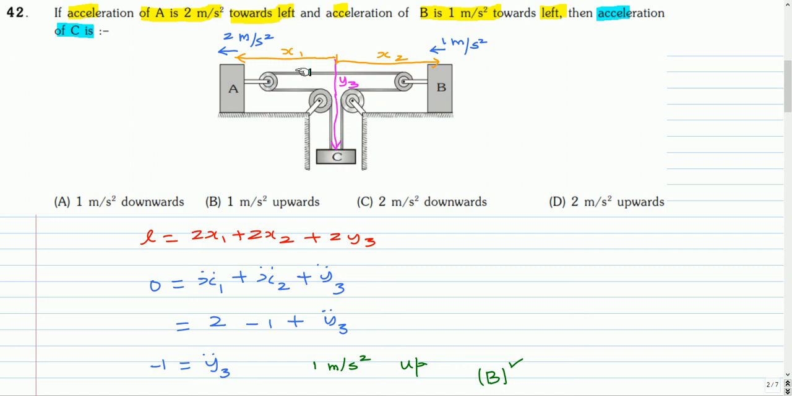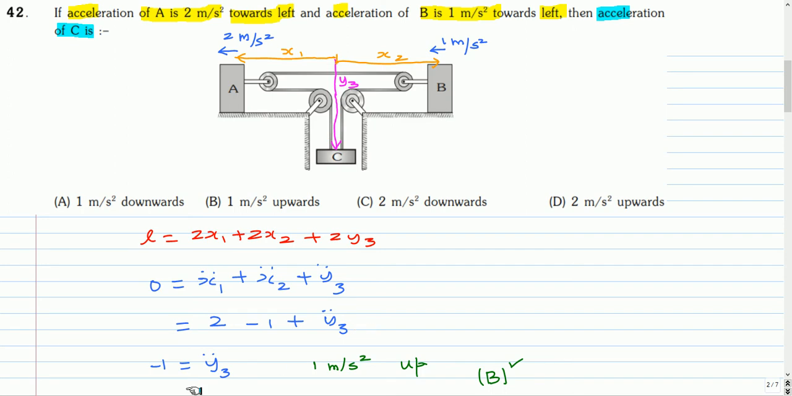There is one string here, and the length of the string is twice x1 plus twice x2 plus twice y3. The length of the string is not going to change, so if we differentiate with respect to time twice, we get 0 equal to x1 double dot plus x2 double dot plus y3 double dot. Since A is moving towards the left, x1 is going to increase, so x1 double dot is positive 2. And as B is moving towards the left, x2 is going to decrease, so it is minus 1, plus y3 double dot.